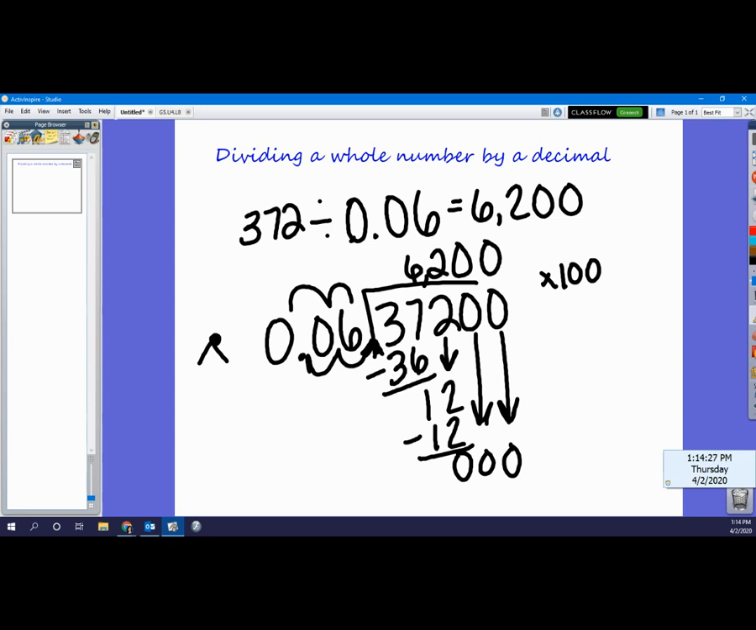I hope this helps. When you are dividing by a decimal, just remember that you have to multiply by a power of 10 to jump that divisor digit in front of the decimal.